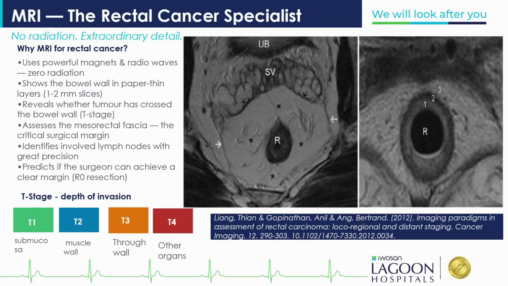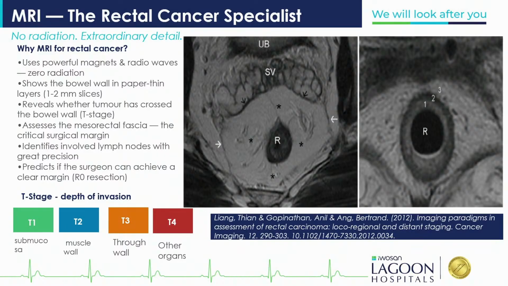So depending on which part of the rectum is involved, you can actually now stage the tumor. So if it's 1 or 2 or 3, each of those things have different meanings. And then you can precisely say which part of the pelvis is involved. So SV there is the seminal vesicles. The R is the rectum. The 2 arrows basically point to something called the mesorectal fascia. Then you can also see lymph nodes.